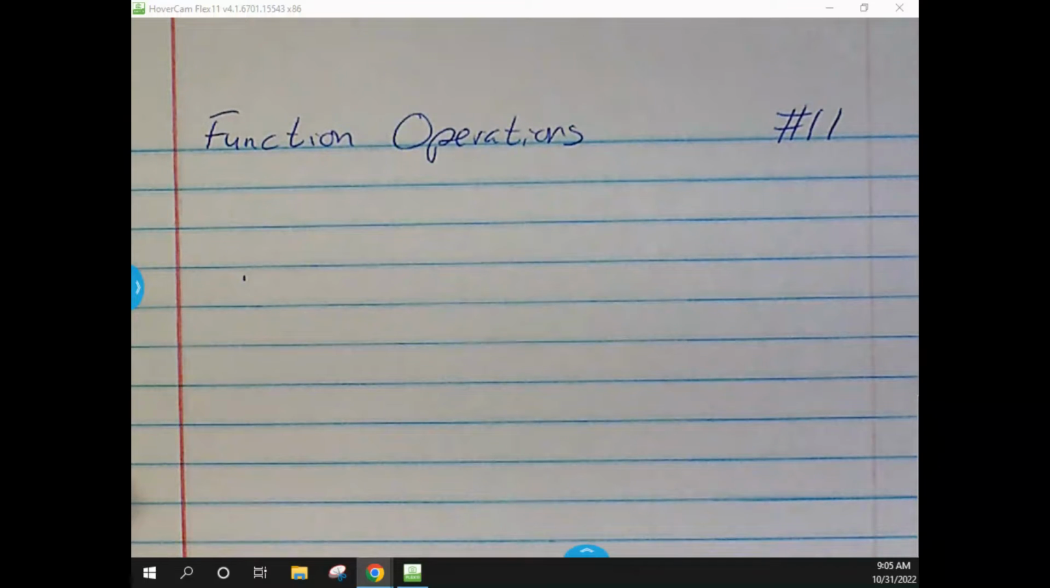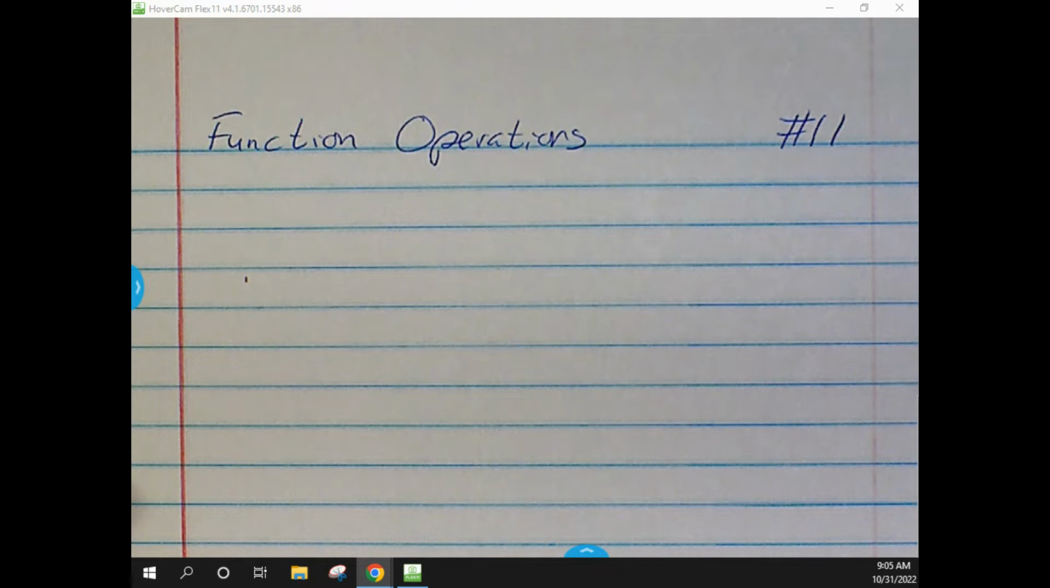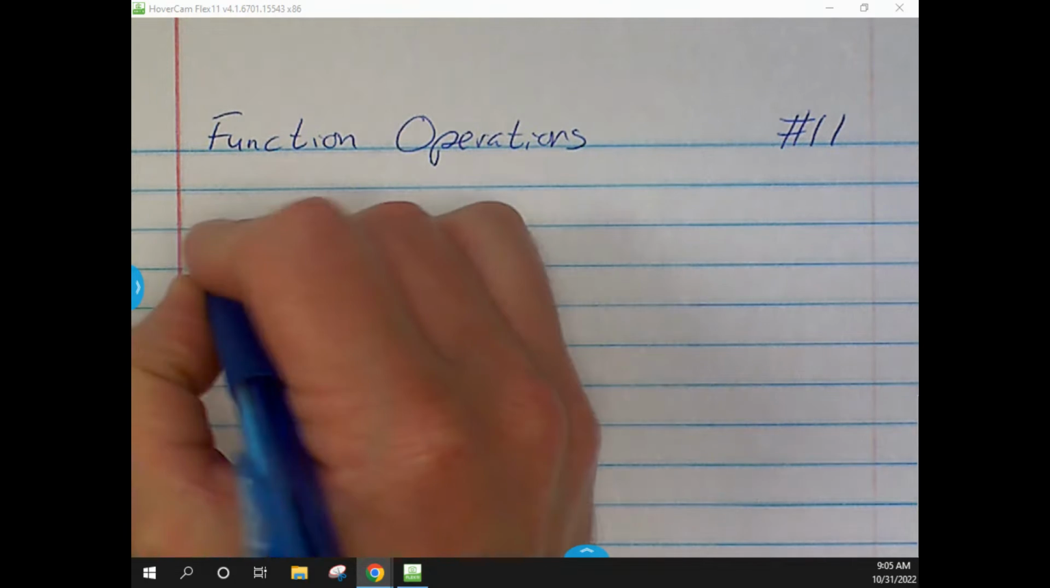Okay, so function operations. What are the basic four function operations? What are the four basic math operations? Add, subtract, multiply, divide, right? So for function operations, we're basically going to do the same thing for this.